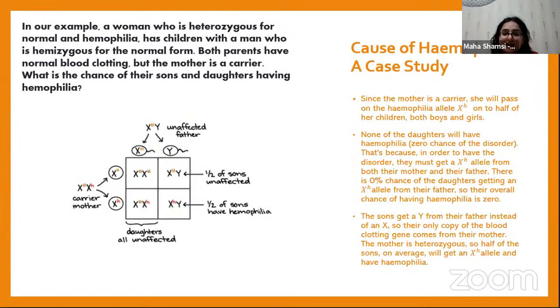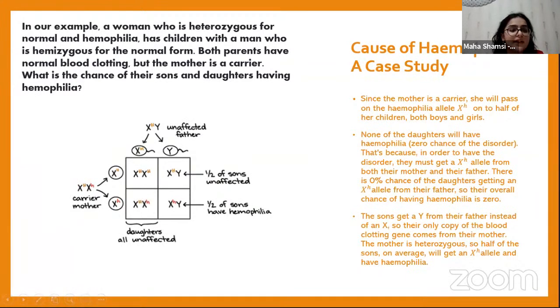Now let's go to the case study as to why hemophilia occurs. So since the mother is a carrier, which means that the mother is carrying the factor that causes hemophilia, she will pass on hemophilia to half of her children, both boys and girls. Now, this is a case study we're going through. So I think it's better to look at the question first.